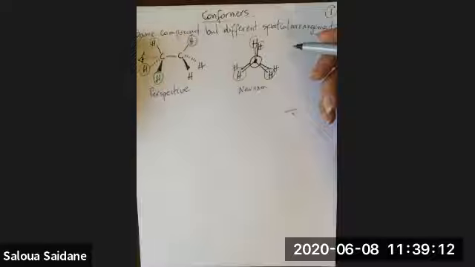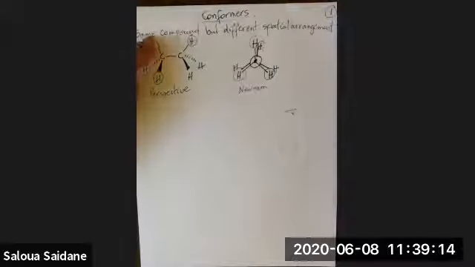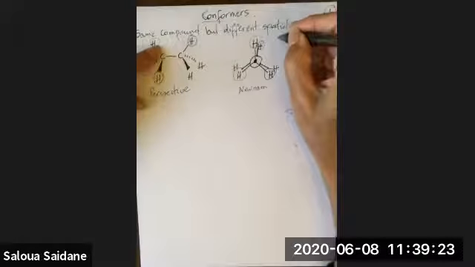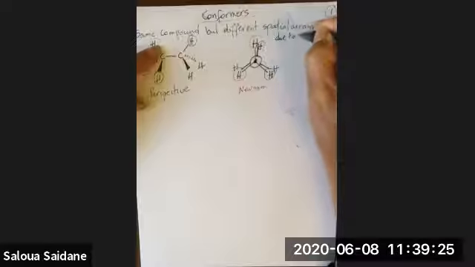So why do we represent it with a Newman projection? We said here, I didn't finish my definition, we said same compound but different spatial arrangement. But why is it a different spatial arrangement? It's due to a C-C rotation.